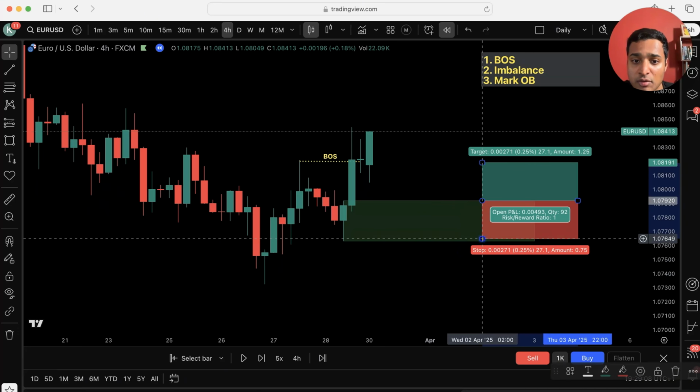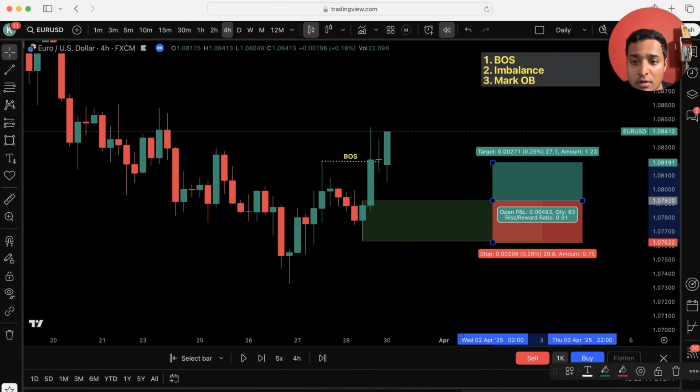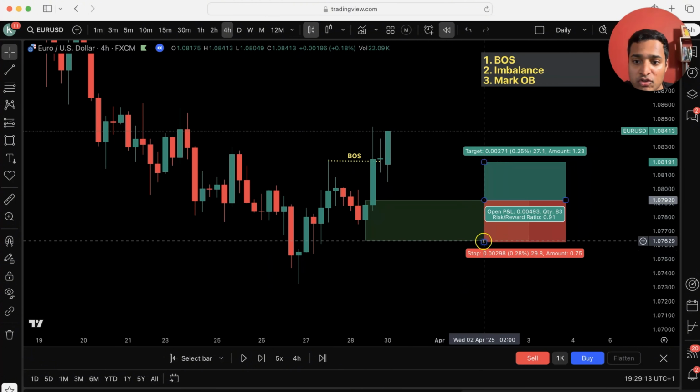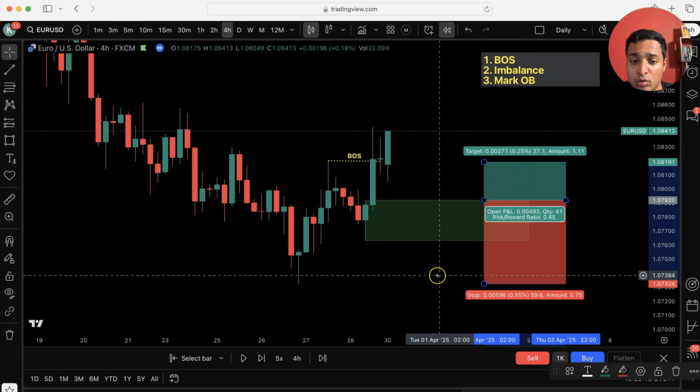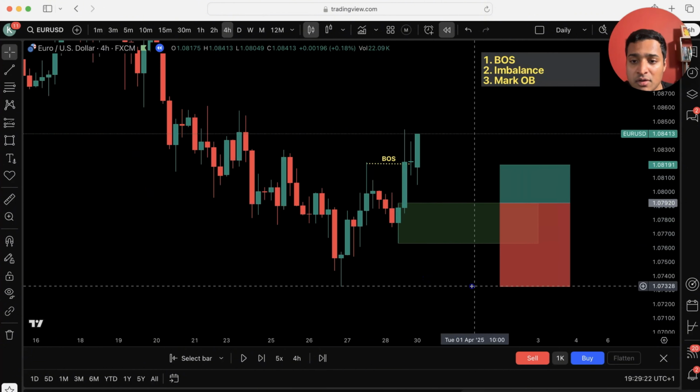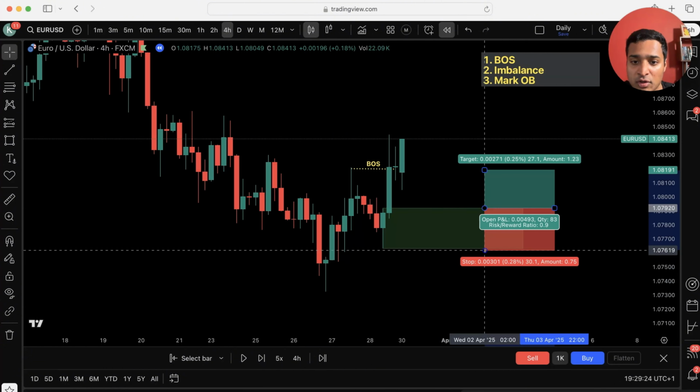The stop loss, you can put a couple of pips below the low. Another option also is to put the stop loss at this overall low here. But a potential downside of that is that the risk-reward ratio would be substantially diminished. So I just put a couple of pips below the low.